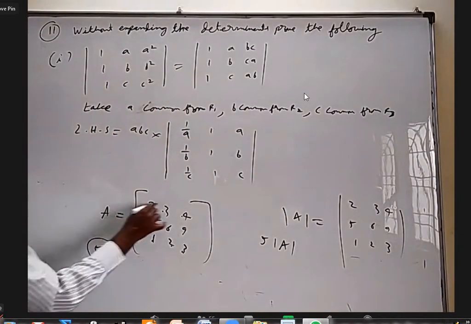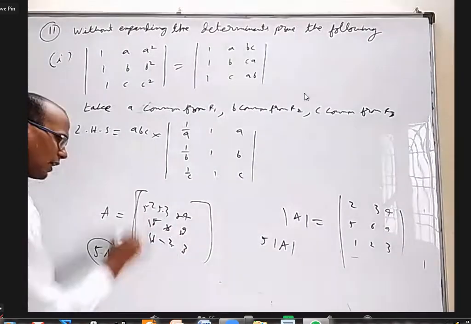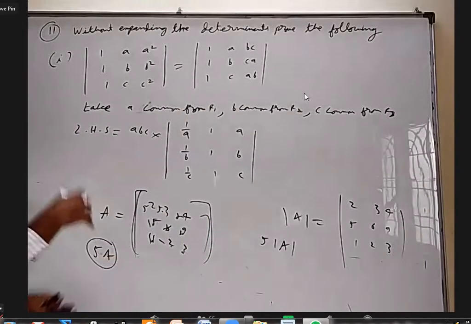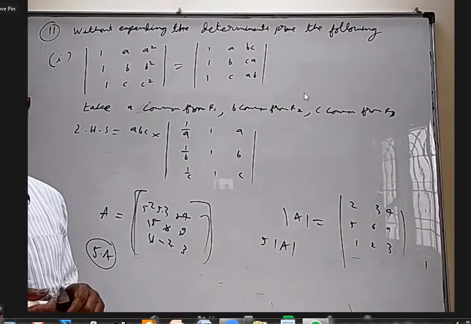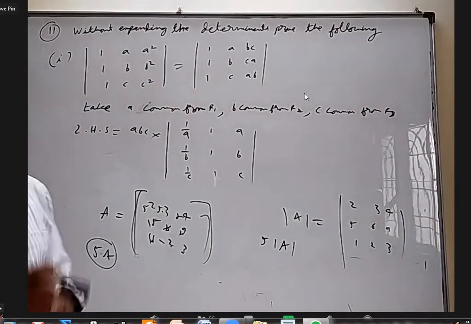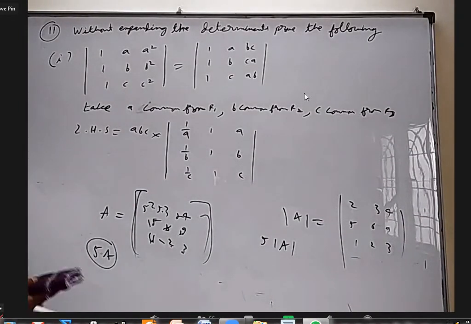If I multiply 5 everywhere and then take that, I'll get 5 common 3 times. I'll write 5 cube times the original determinant. Am I right? Yes, sir. Okay. Yes, Hemant, what is your doubt?